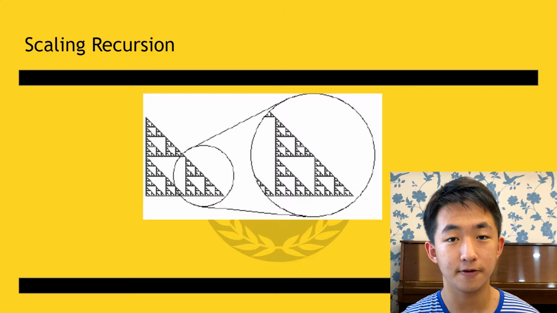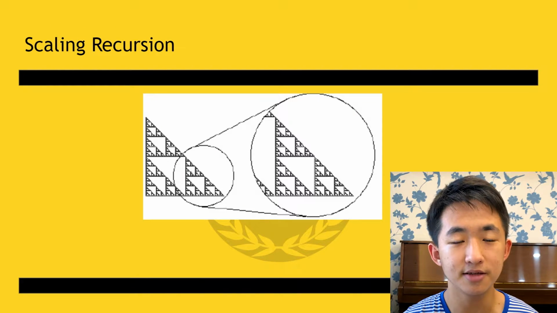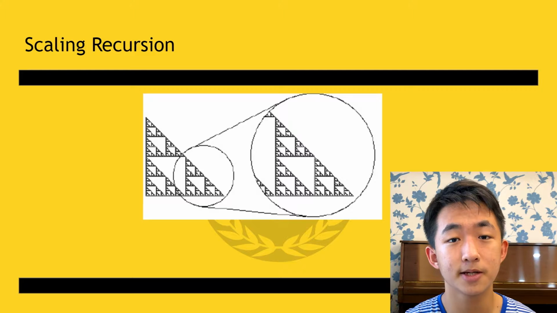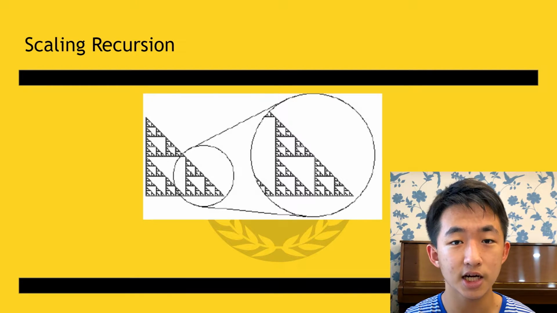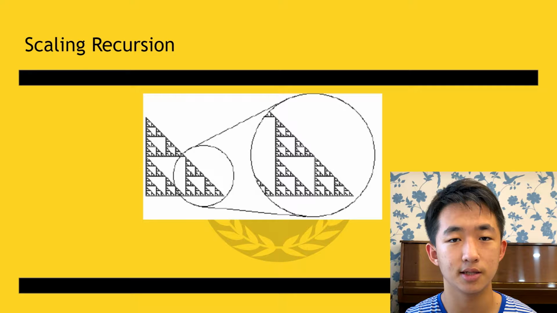Now, moving on to a very important concept of fractals, scaling recursion. As seen in this photo, you guys can see the Sierpinski triangle, another very famous fractal. As depicted by the diagram, the zoomed in portion of the Sierpinski triangle is actually the exact same pattern as the original Sierpinski triangle. This explains the self-similarity and the scaling symmetry of fractals.